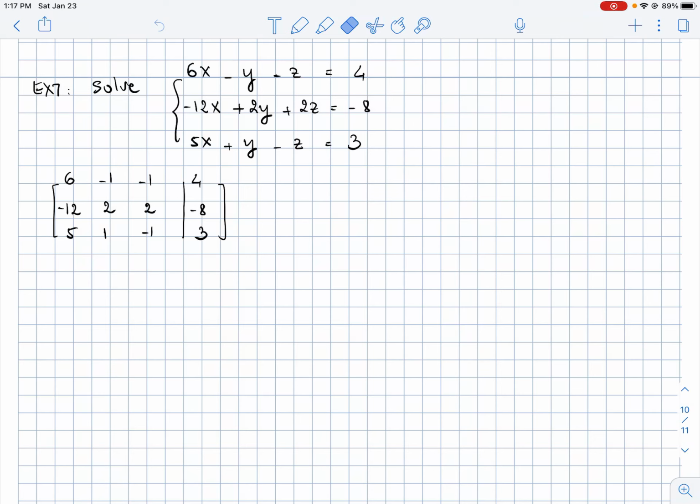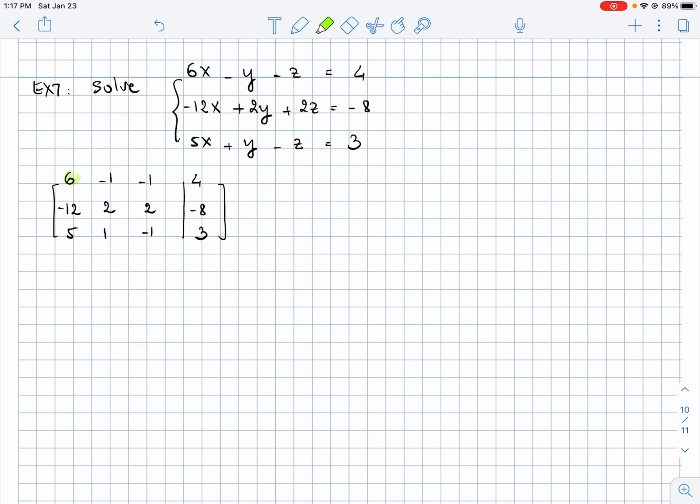Example number 7. I already put it in the matrix form. And you can see that normally we have this location to be 1 first at the beginning. But in this situation, we do not have. And we want to switch for the other row. We still don't have a 1 over there. So we need to make this.